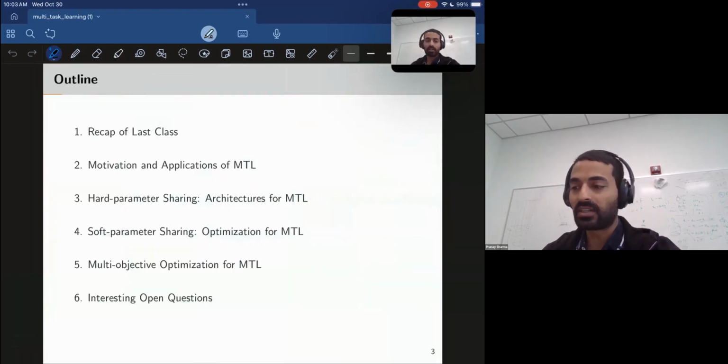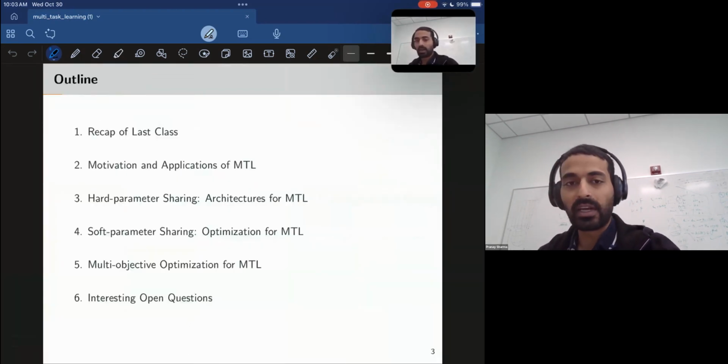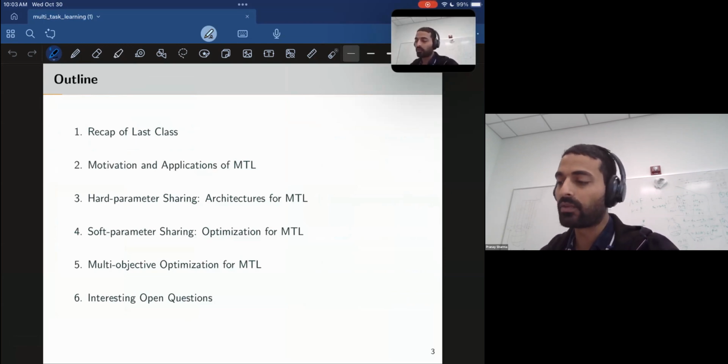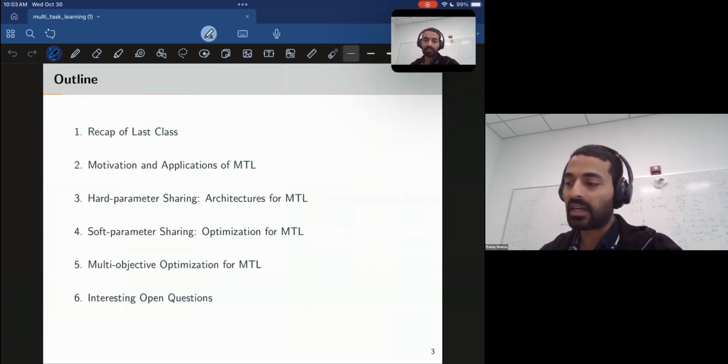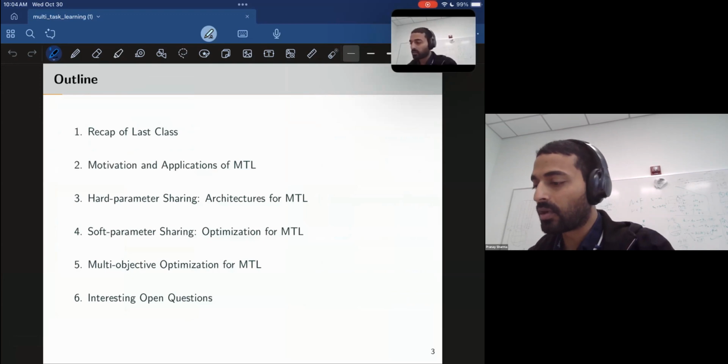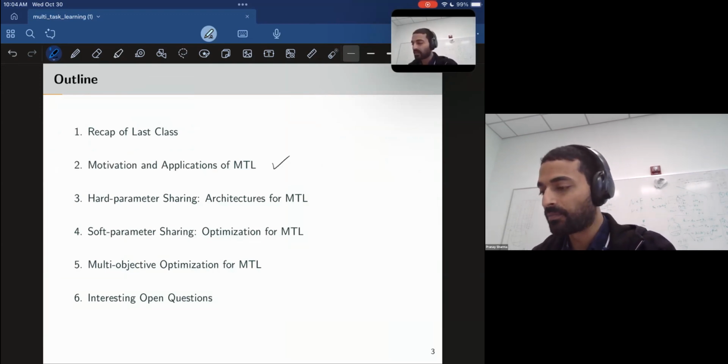Okay, so let's get started. This will be the outline of the lecture. First, I'll give a very brief overview of what you have already studied in the previous lecture, which was on personalized FL. And I'll use that as the starting point for what we are going to discuss today, which is multitask learning. So I'll give some motivation and some application for multitask learning.